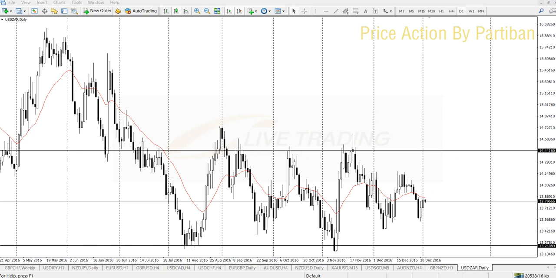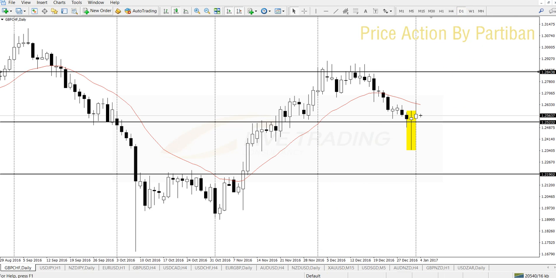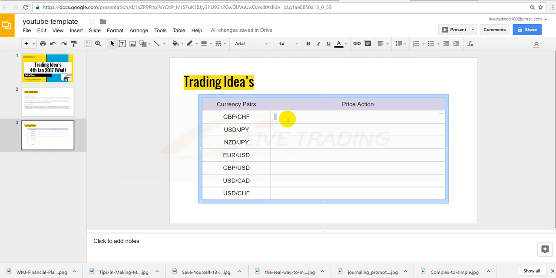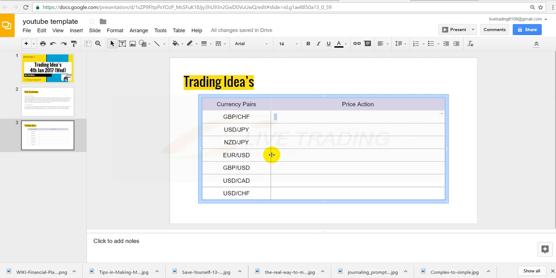Okay, so GBP USD, I look for upside. There's a pin bar, so I'm going to write here. What setup is that? Double bottom, retest. Okay, double bottom with pin bar.